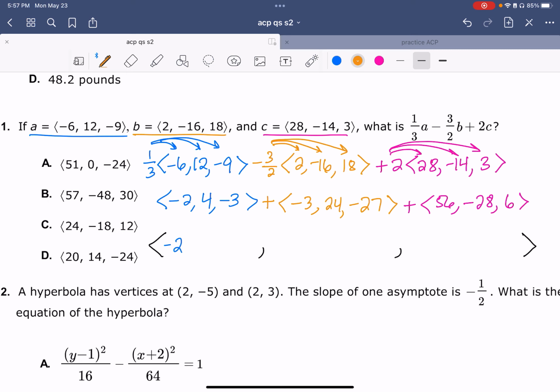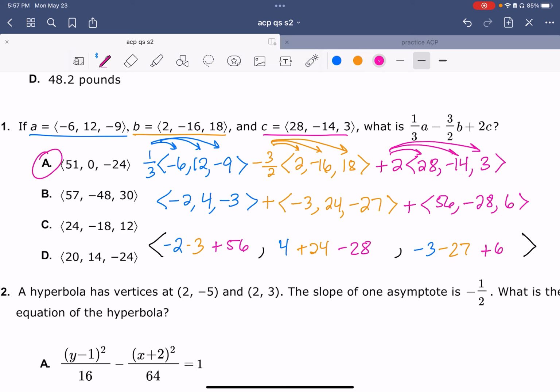So the first numbers are -2, -3, and +56. Then you do it again for the middle numbers. 4 plus 24 minus 28. Then the third numbers, -3, -27, +6. And so you basically just simplify all of these in the calculator, and what you get is A as in apple.